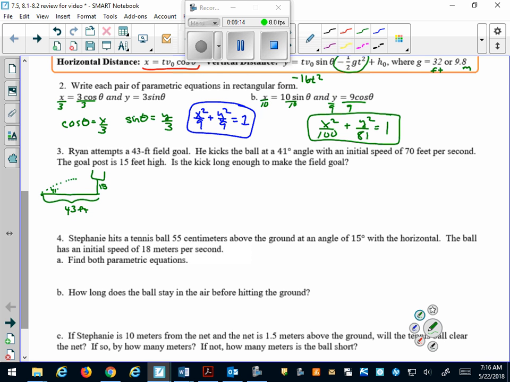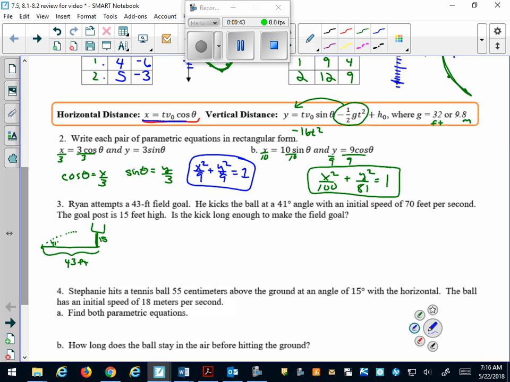So we're trying to figure out that if he kicks this ball in this way, how high will the ball be after it's gone 43 feet? If it's more than 15 feet high, then he'll make it. And if it's less than 15 feet high, then he won't. Of course, it has to go between the uprights also, but we're not really figuring that part out. Anyway, so we always start these word problems by plugging into these equations for x and y.